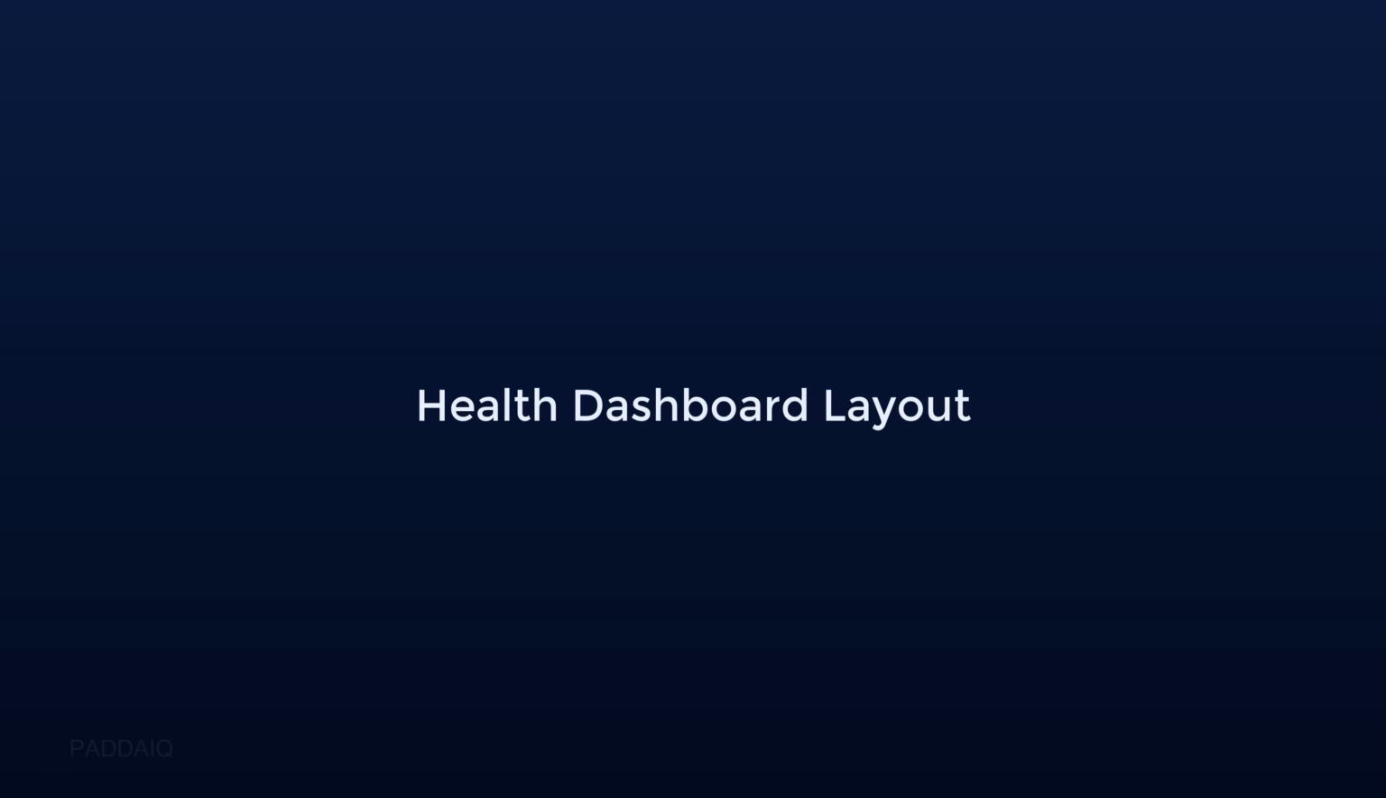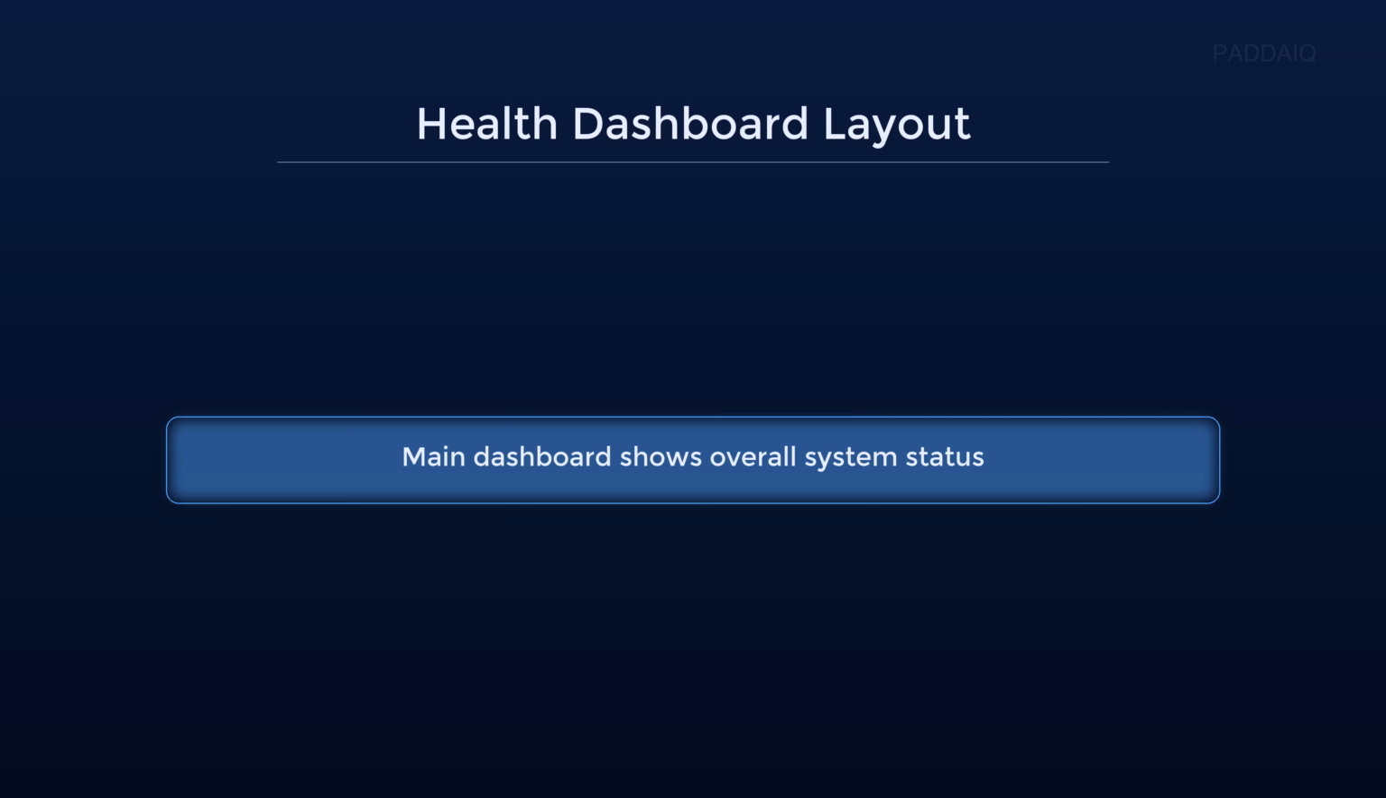Health Dashboard Layout. Main dashboard shows overall system status. This means you can instantly see if all SAP BTP services are running normally or if there are any issues. For example, if a development service is down, it will be flagged here for immediate attention. This single view provides a quick health check of your entire landscape.